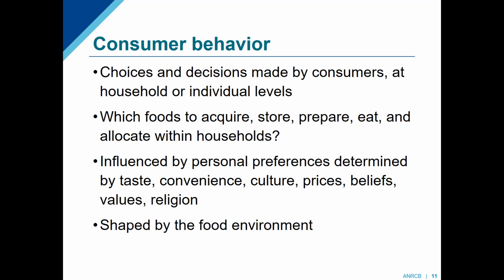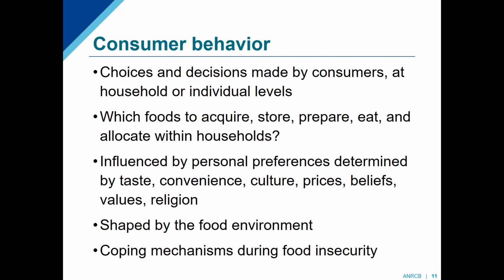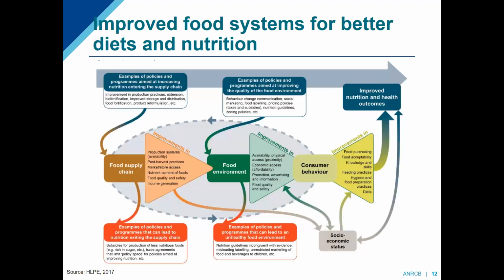And then, of course, the food environment itself. The physical nature of the food environment, where things are located, the prices that are involved, are all going to affect consumer behaviors as well. And then finally, there are certain behaviors that are followed when people experience food insecurity. So all of these factors interact with one another to determine the dietary choices that people make, and then ultimately their health and nutrition.